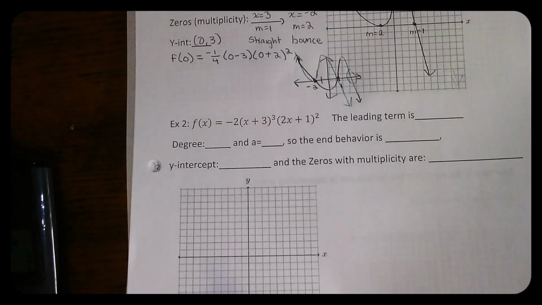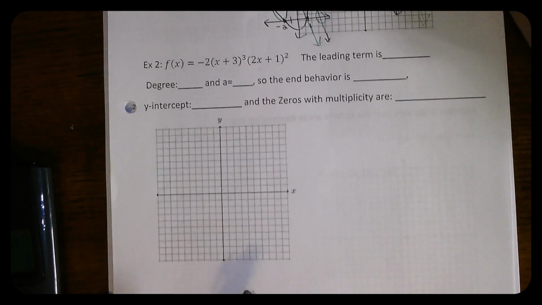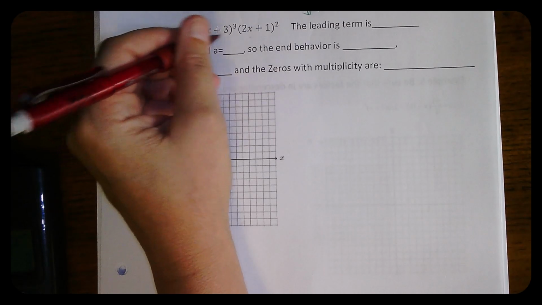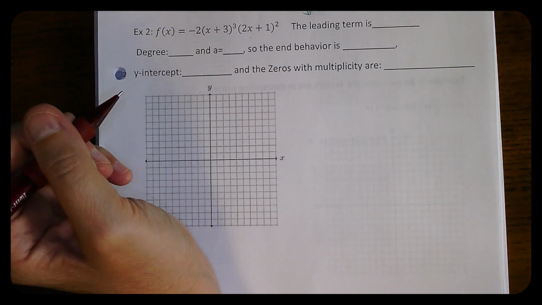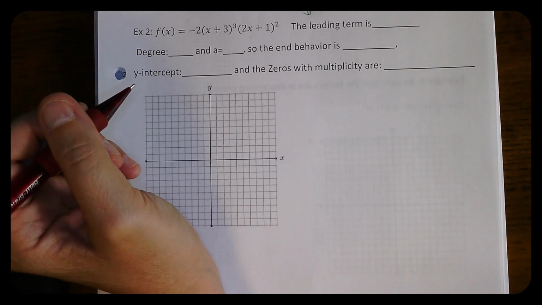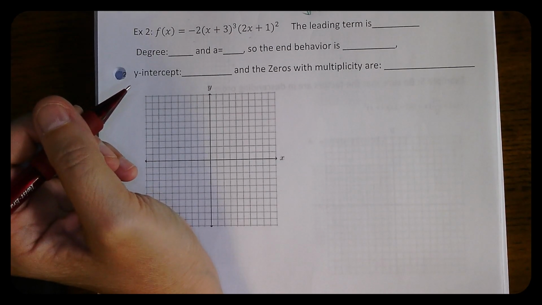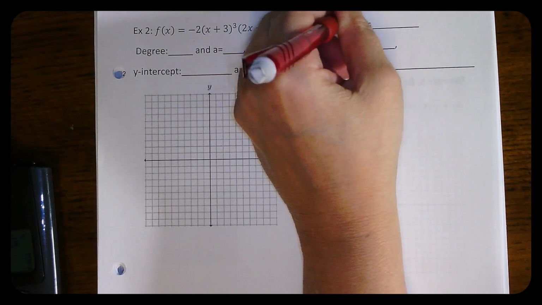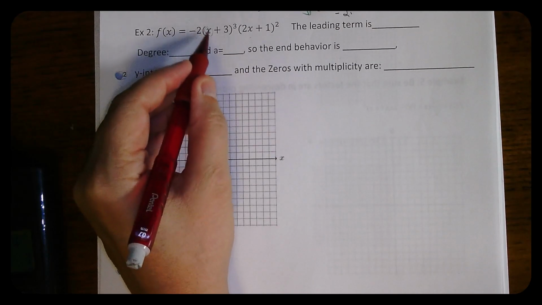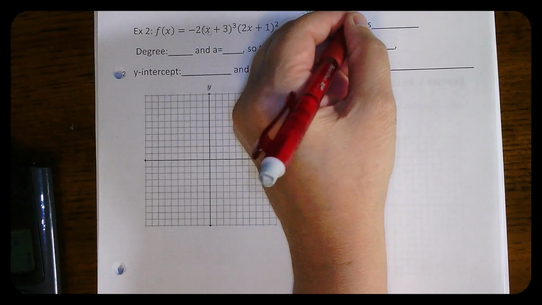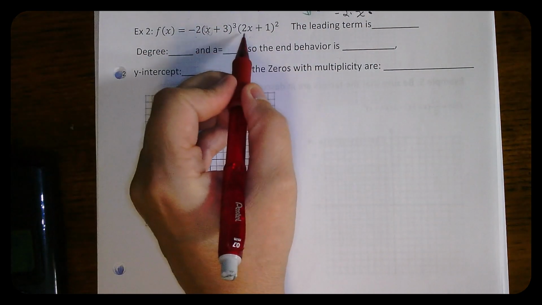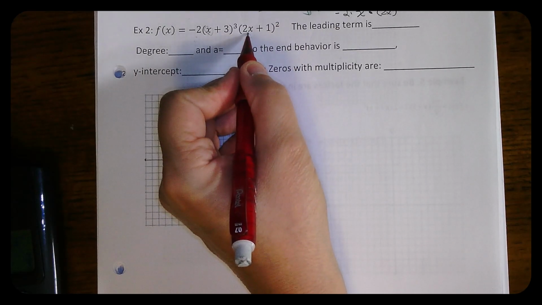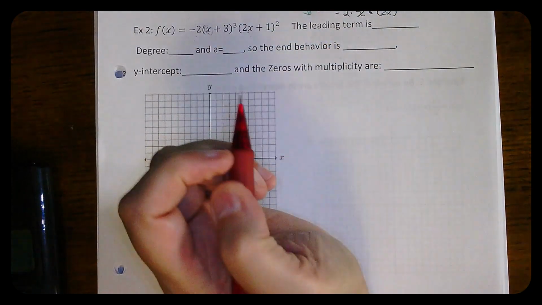So let's try again. All right, so this next one, f of x equals negative 2 times (x plus 3) cubed times (2x plus 1) squared. Let's do it the shortcut. I hope you never feel like you need to multiply this out again. The leading term is going to be negative 2, the constant, times that leading term inside cubed, x cubed, times 2x. This is tricky. 2x is the leading term in there, and it's squared. So you have to do parentheses (2x) squared.